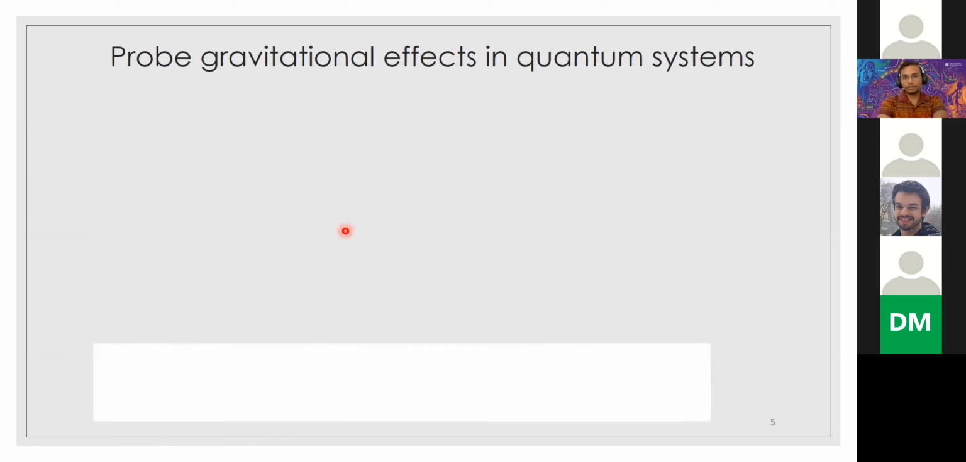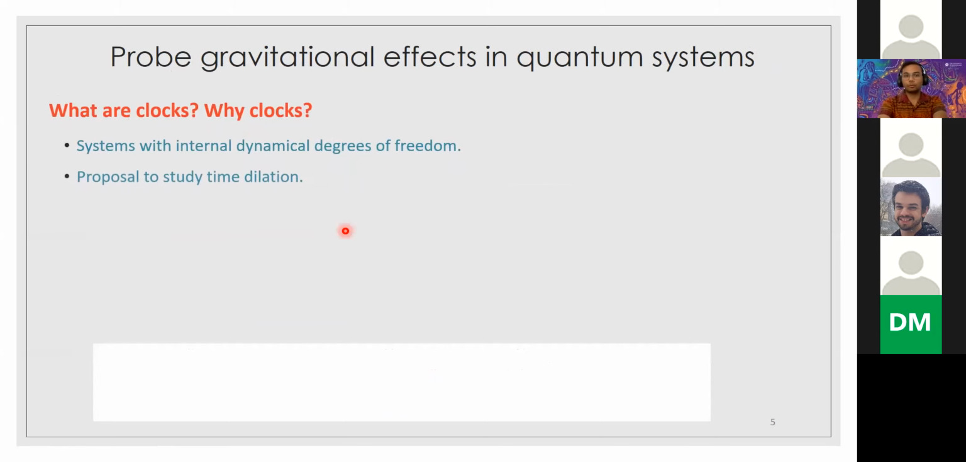So for probing gravitational effects in quantum systems, we are going to resort to the formalism of clocks. The clocks that we consider here are merely systems with some internal degrees of freedom, some internal structure. And the proposal here is to study time dilation. What clocks are, here, are not perfectly time-keeping or time-emulating machines.